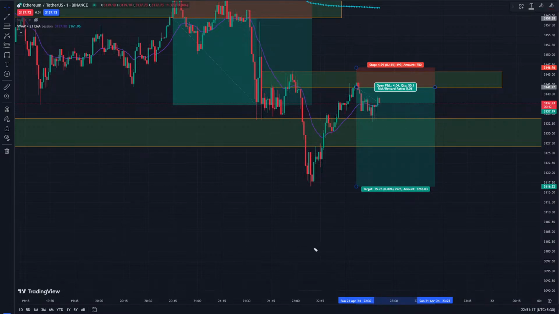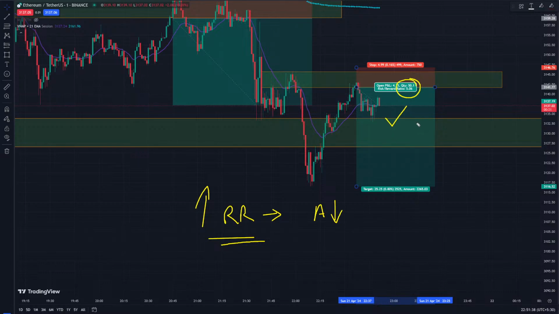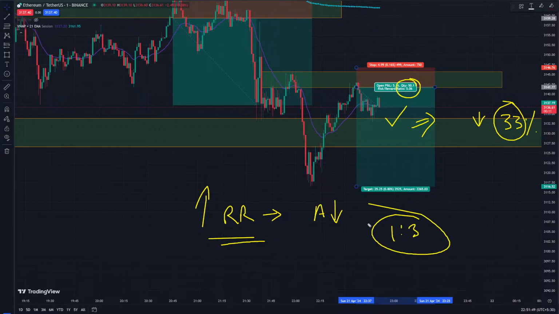Now as I told you, risk to reward is directly proportionate to your accuracy rate. So now if you take on a trade which has such a huge RR ratio, what happens to your accuracy if your RR ratio is up? It goes down, right? So the chances of this trade succeeding are less than 33% because it is 1 is to 5. I hope it makes sense. If you're going for 1 is to 3, the chances of that are only 33%.